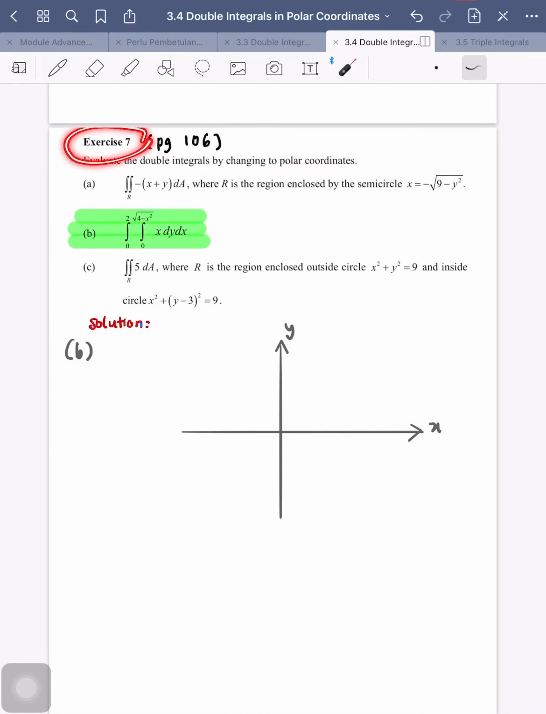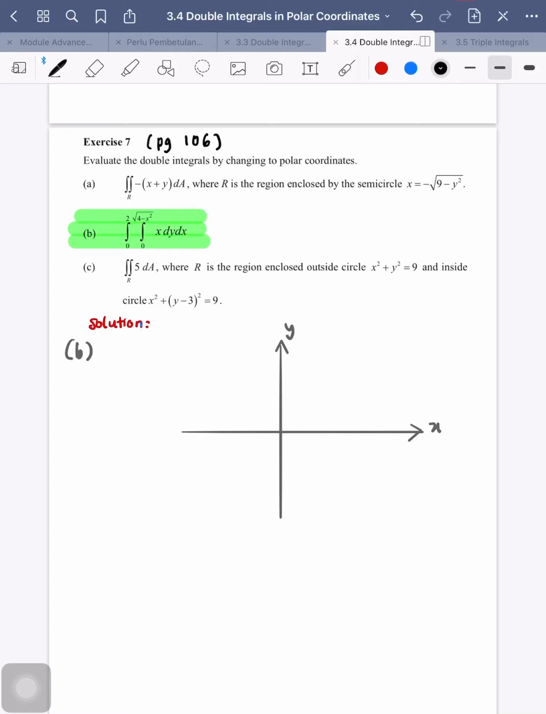Okay, the same exercise but question for B. For B, they don't give you directly what the shape is like question A. They give you in terms of integral. Okay, how to solve this kind of question? Okay, please look up. This is dy dx. Dy dx means that the limit here is found by viewing as dy dx, which means from bottom to top.